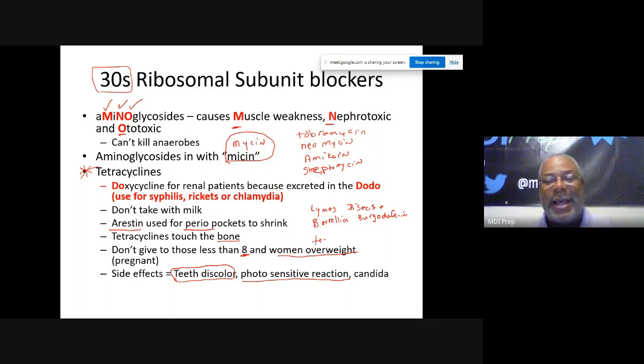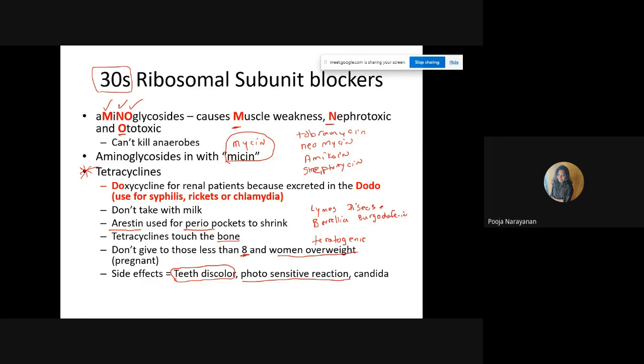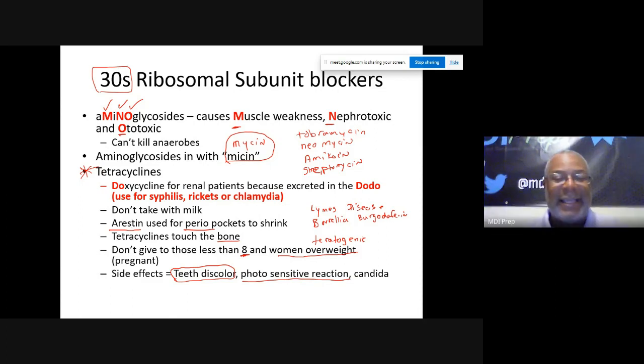What does teratogenic mean? It could cause defects in the newborn child. Exactly. Very good. Teratogenic means it can affect the baby. Okay. Does that make sense? Yes. Perfect.